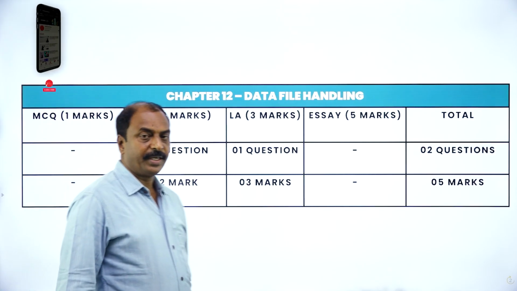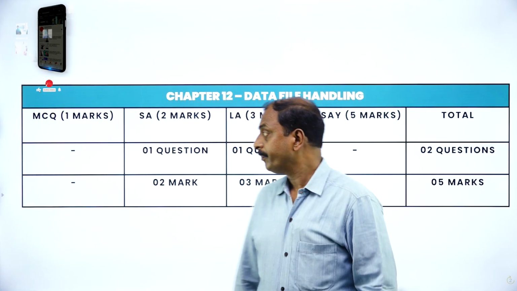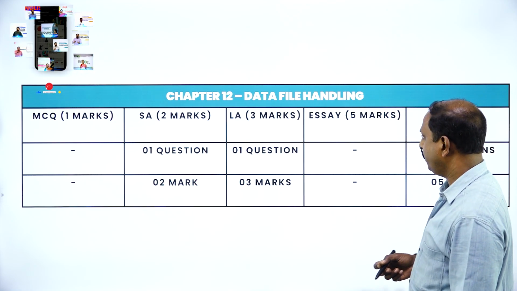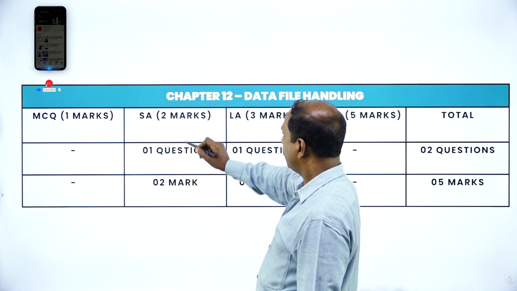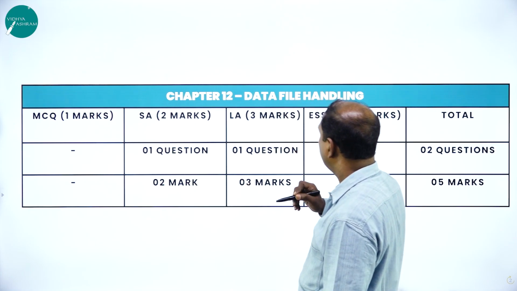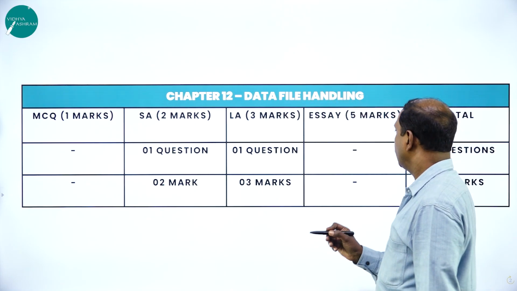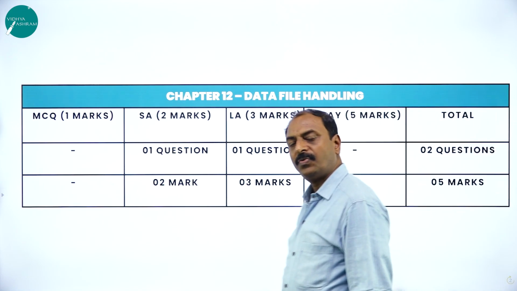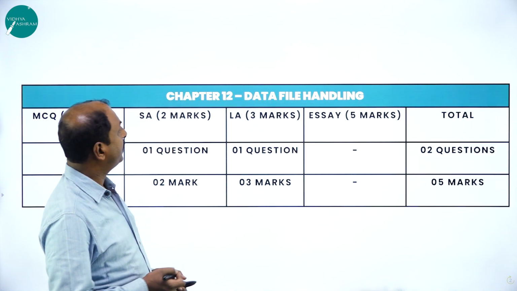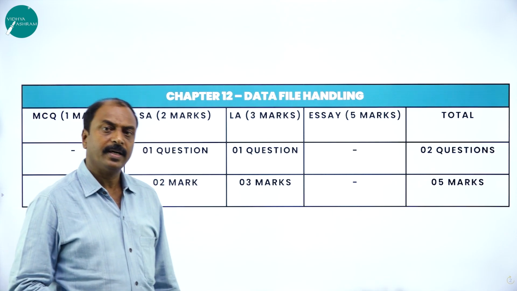Now let us see the weightage of the chapter. Here the total weightage is 5 marks, and here 2 marks question 1 and 3 marks question 1. Totally there are 2 questions. Total weightage is 5 marks. So this is the weightage of the chapter data file handling.